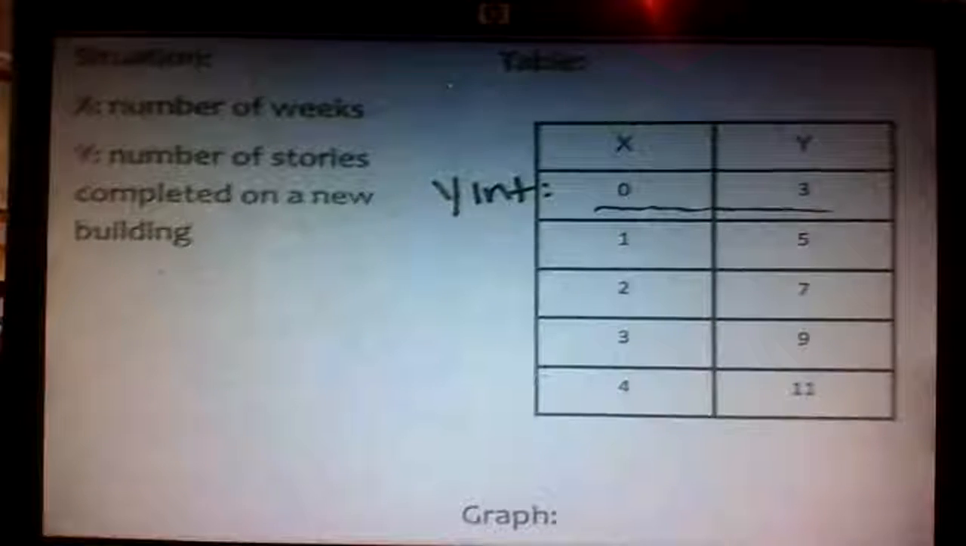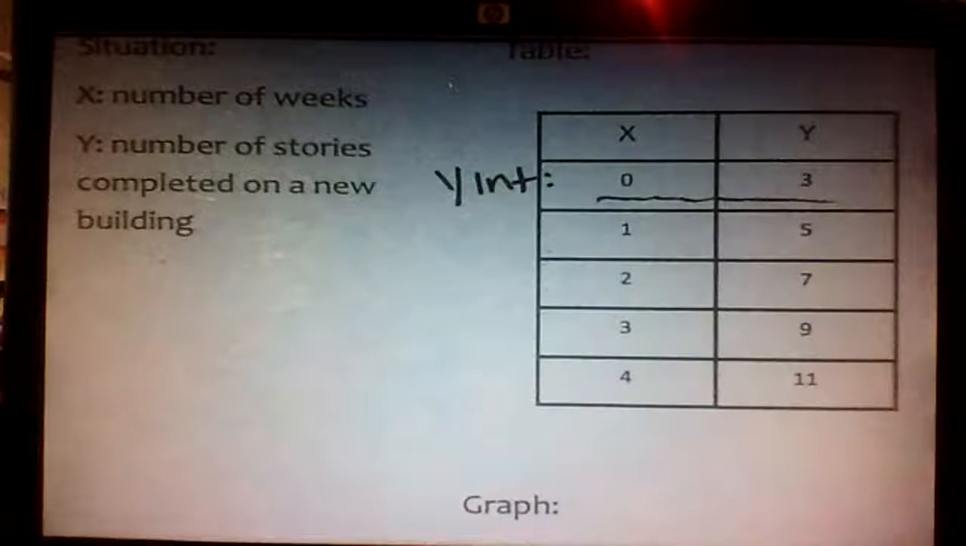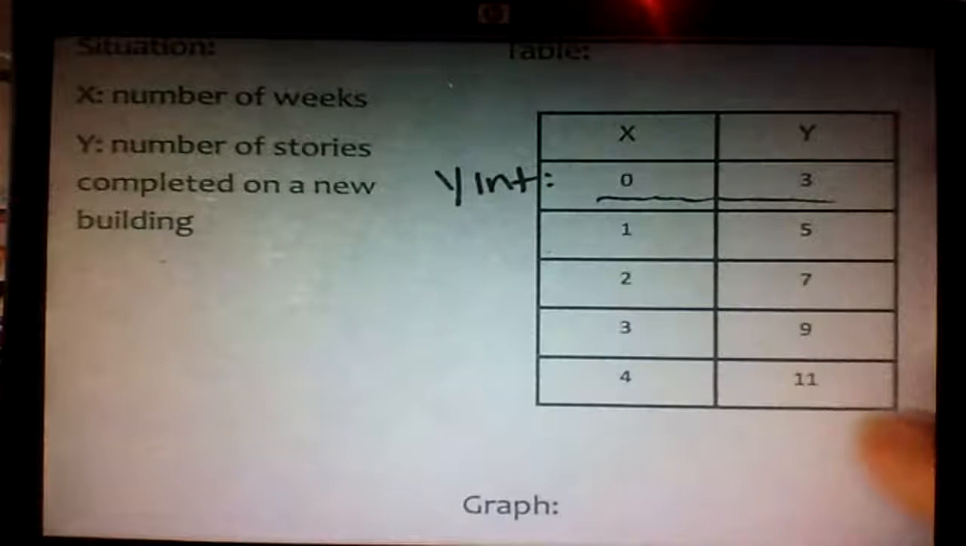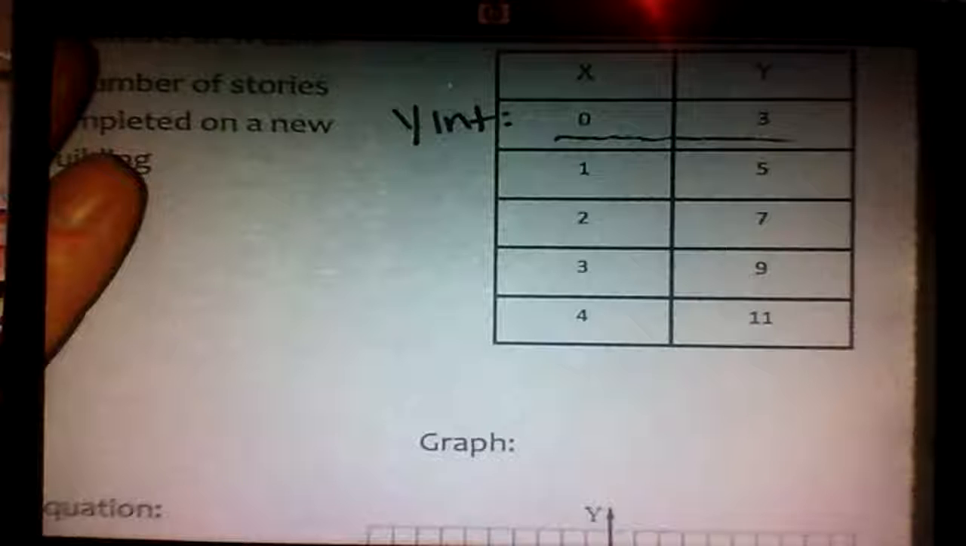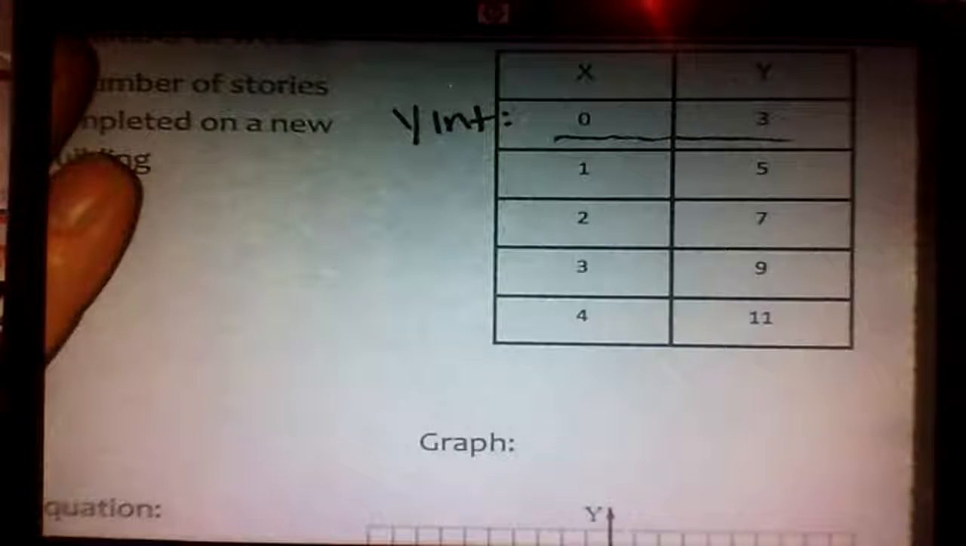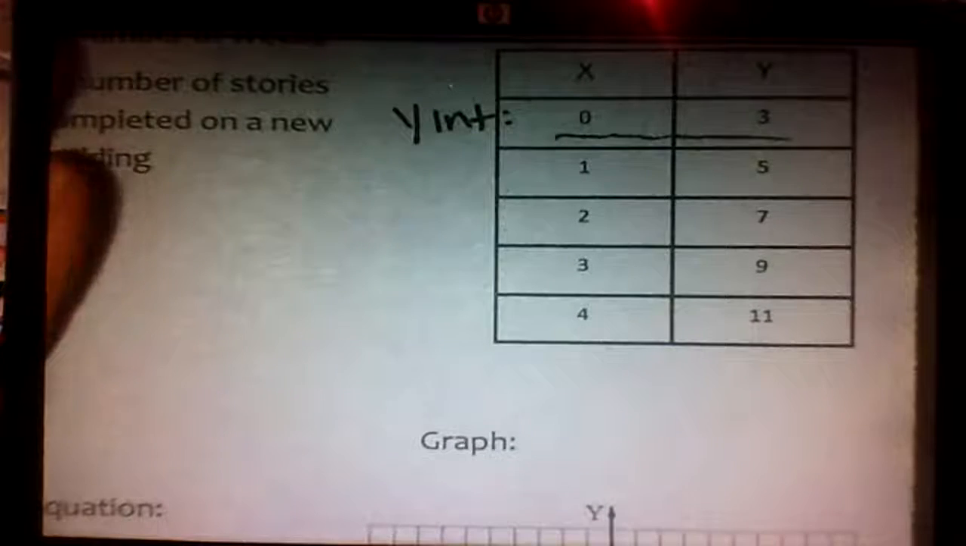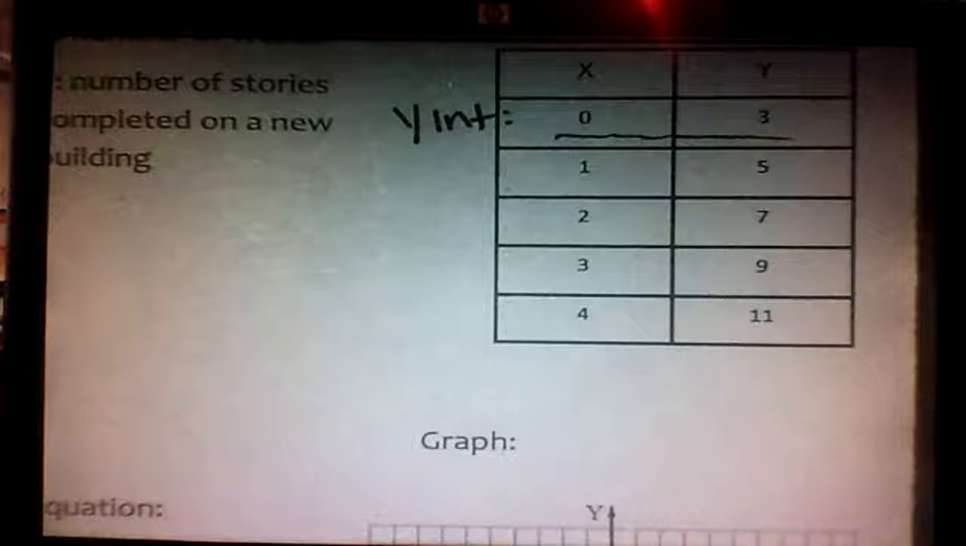Okay, that's my Y-intercept. Brenda also said when I go to graph this, this means zero on my X and up 3 on my Y. So plot that point, 0, 3. Okay, so that's my starting point, 0, 3. What does my next point mean?